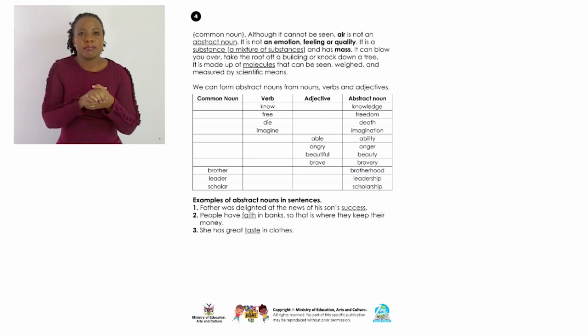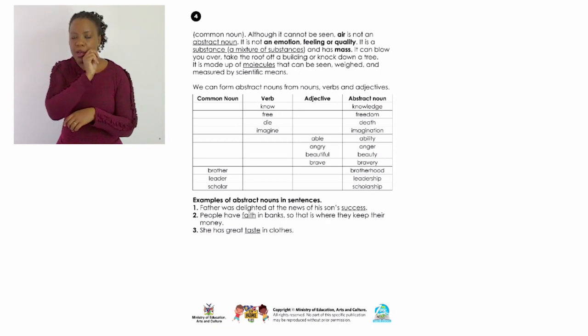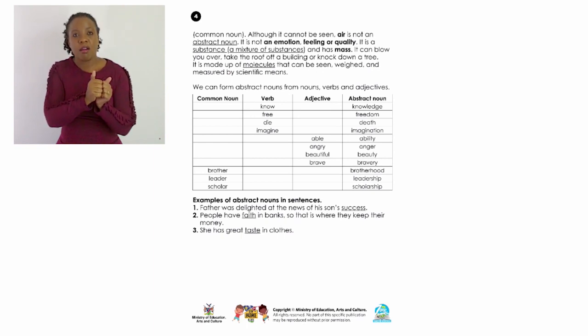Right, so that's our A there, being a common noun, not abstract, although we cannot see it. We can form abstract nouns from nouns, verbs, and adjectives. Let us look at the examples. On the same page, I will start reading from the bottom on common nouns. Right, we have common nouns there: brother, leader, and scholar.